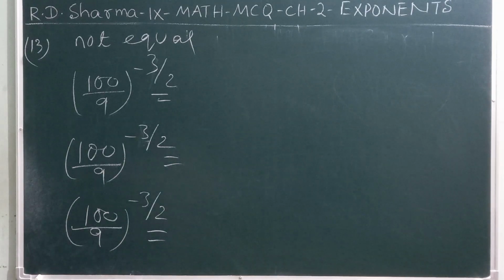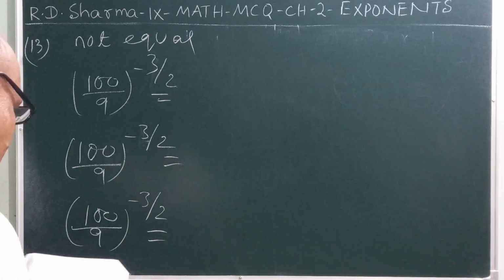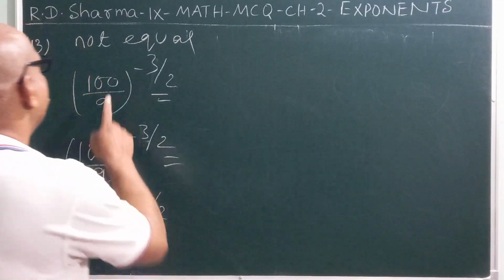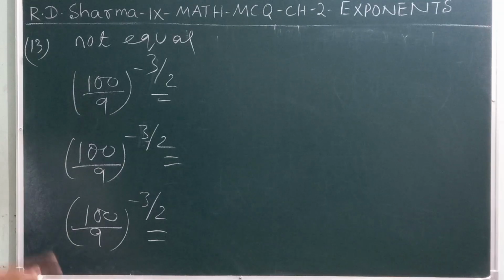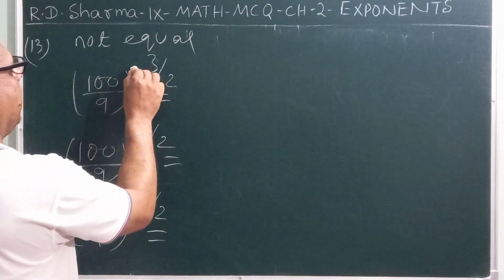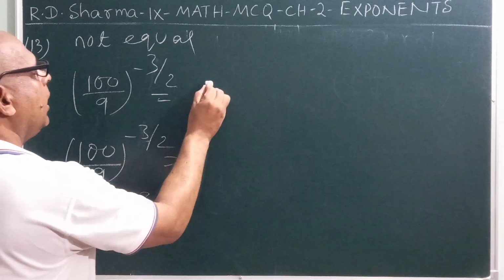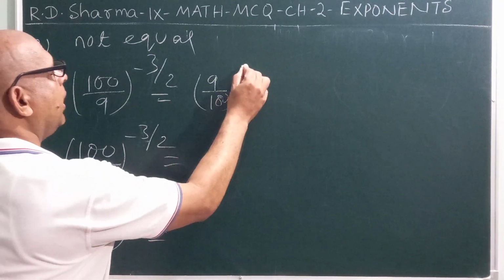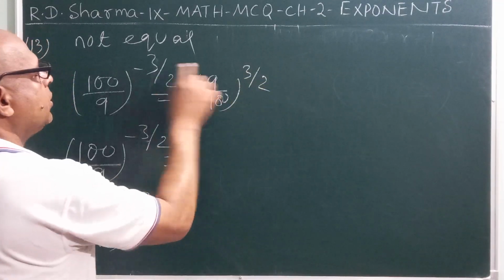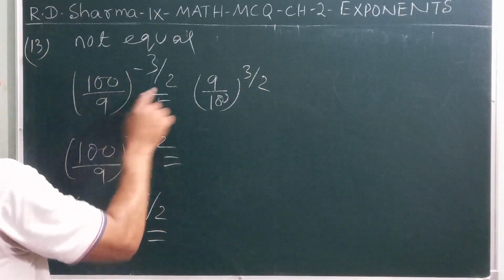Next, number 13. Which one of the following is not equal? 100 by 9 to the power minus 3 by 2. First, we find which are equal, then we find which is not equal. 100 by 9 to the minus 3 by 2 equals 9 by 100 to the power 3/2, minus plus interchange.